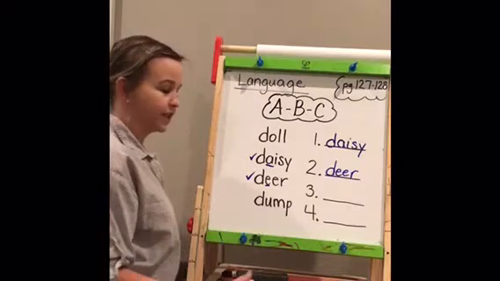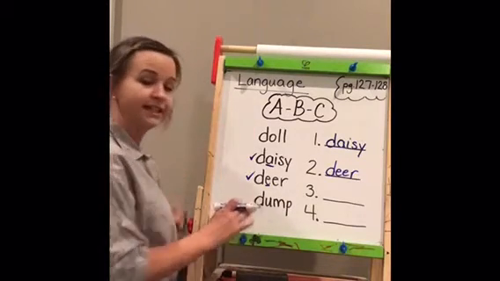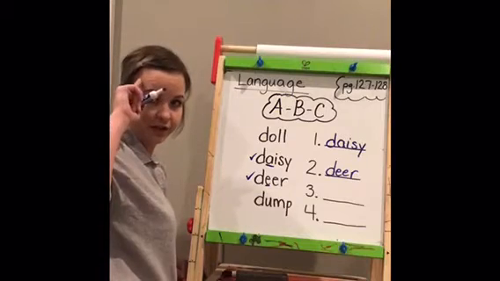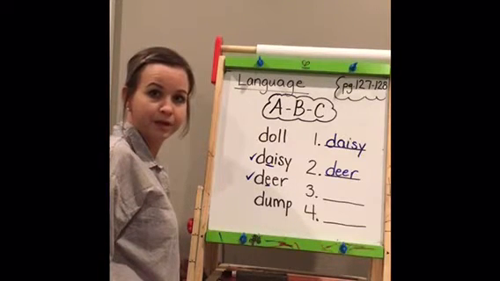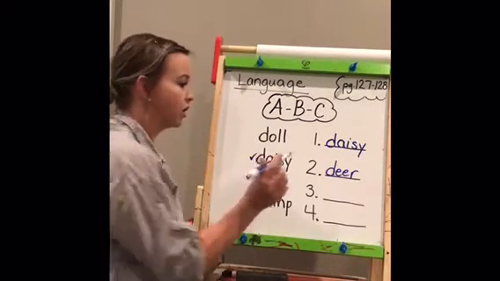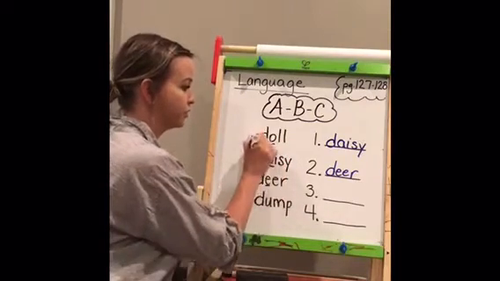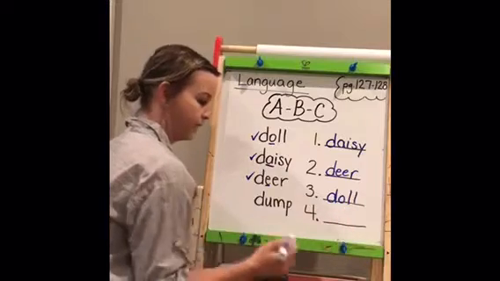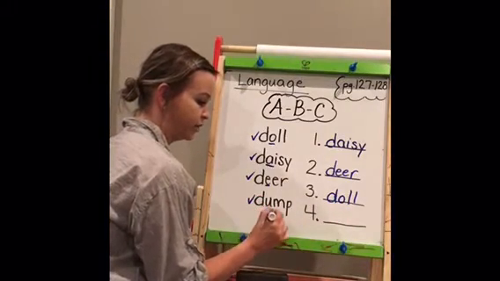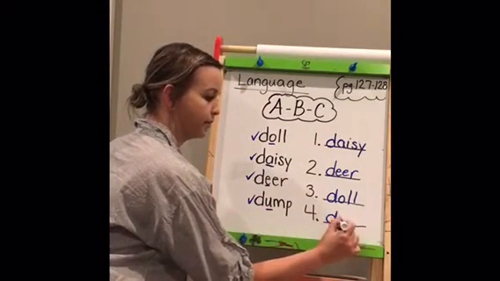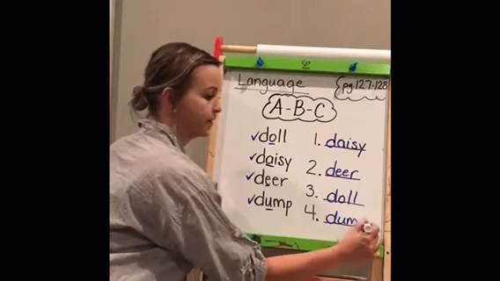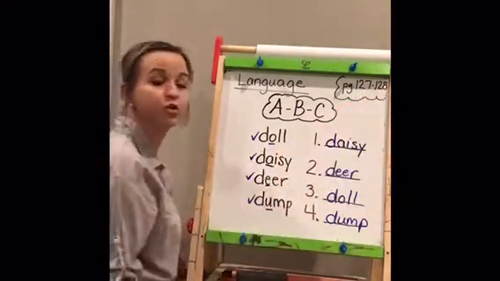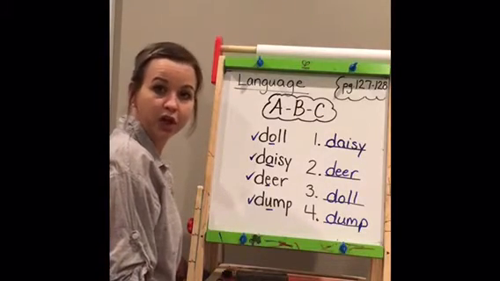Okay, now I want you to look at the last 2 words, doll and dump. What do you think? Think about your ABCs in your head. Doll, very good, D-O, doll. And then we have D-U, dump. You'll see something very close to this on the back on the page 128 today for your worksheet.